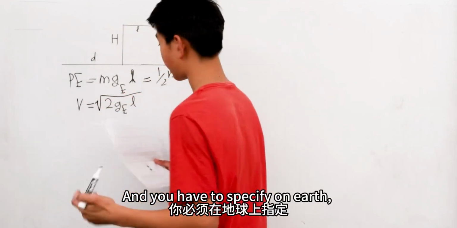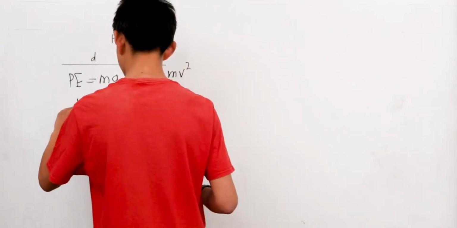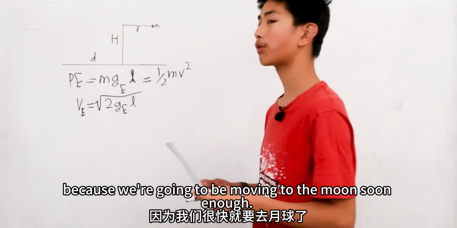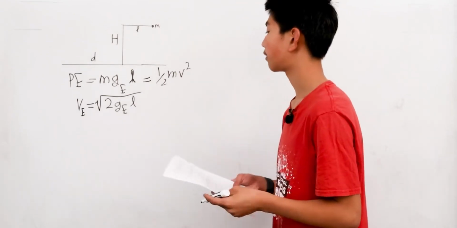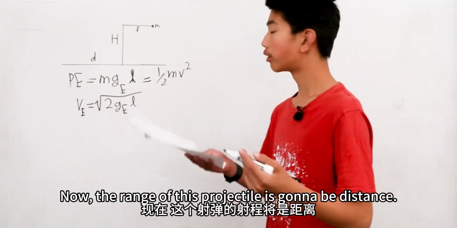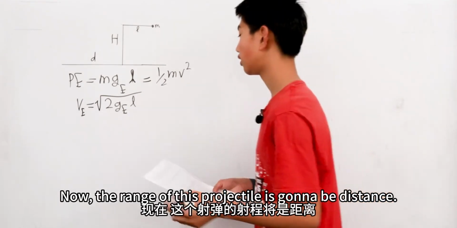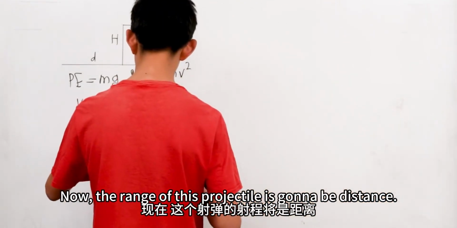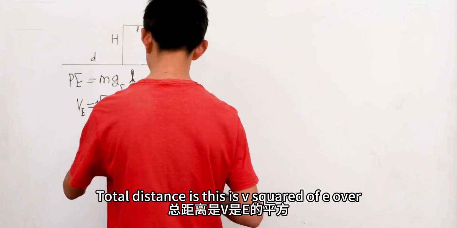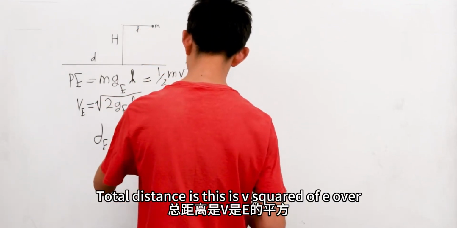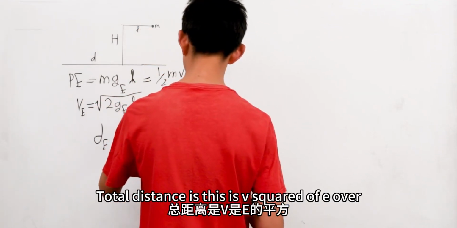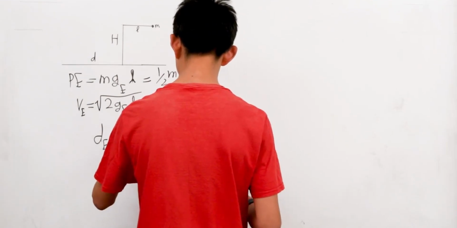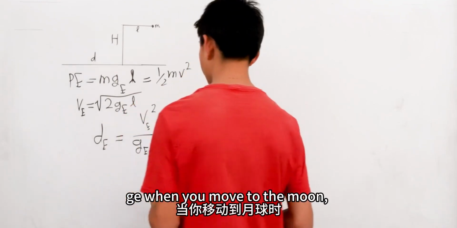And you have to specify this on Earth, because we're going to be moving to the moon soon enough. Now, the range of this projectile, the total distance, is v_E squared over g_E.